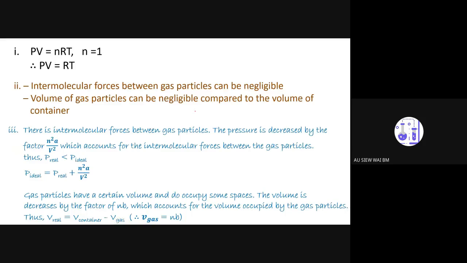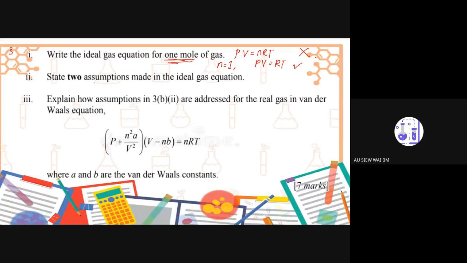And so this one is the answer. Since your N equal to 1, so your PV equal to RT, so this one you get 1 mark. After this, the second one, what is the question? Assumption made in the ideal gas equation.